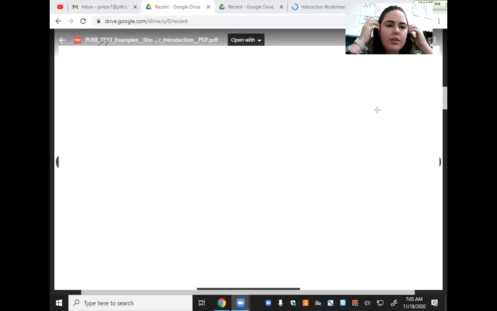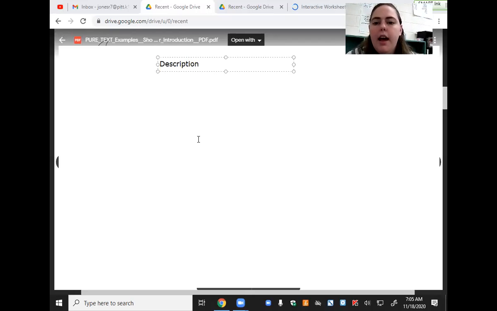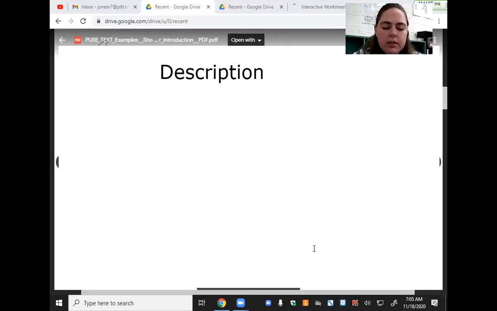Today we are going to learn about another text structure. Remember, we've already learned about cause and effect and we've learned about compare and contrast. So today we are going to be talking about description and how we are descriptive when we're reading a text. So think about what are some of our signal words for description and what kind of map do we use?